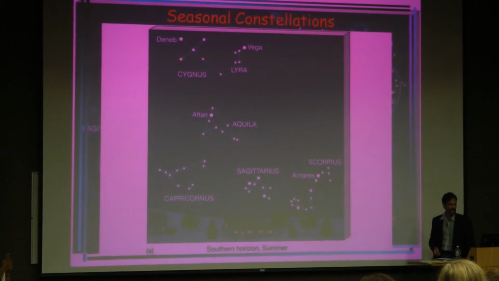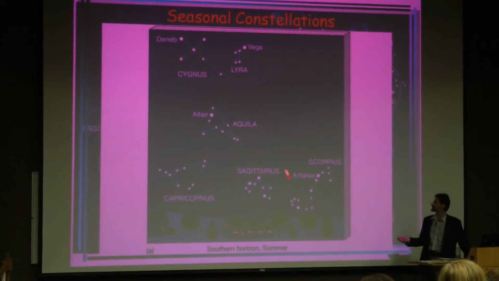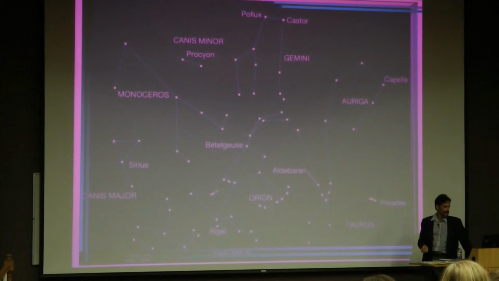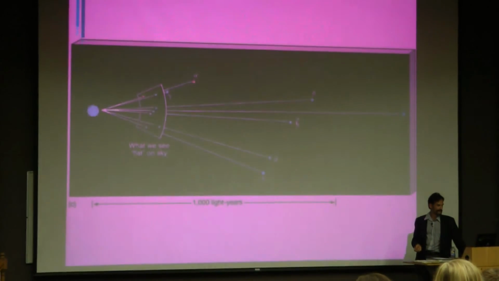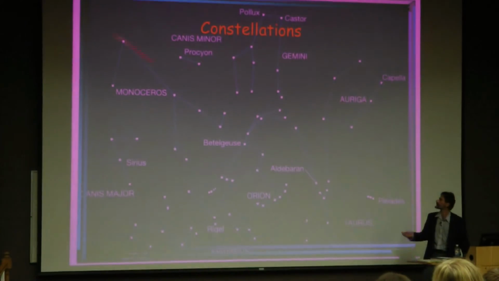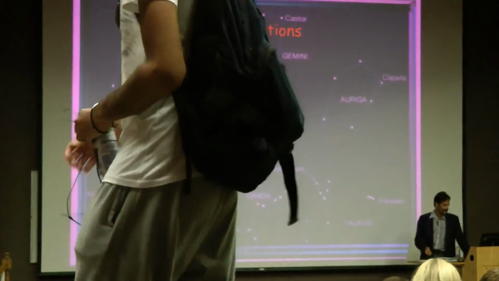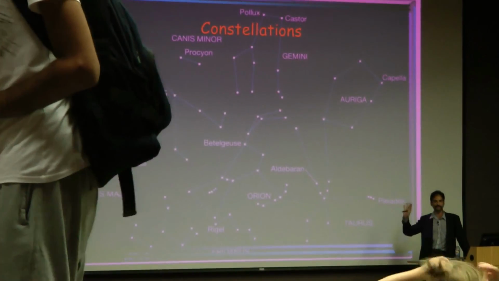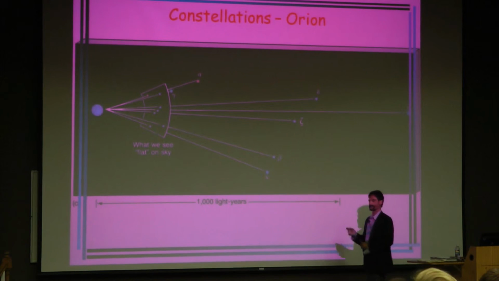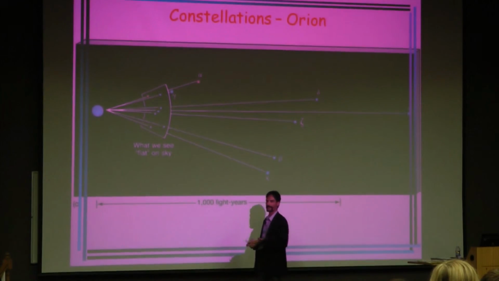Looking south in the summer, northern hemisphere, we see a whole different set of constellations: Scorpius, Capricorn, starting to set now. Okay, so we have constellations which look like distinct patterns. We even give some cultural significance to some of these shapes. So it looks like they're kind of fixed in important patterns, but really it's just the perspective that we're viewing them from our location in the galaxy.